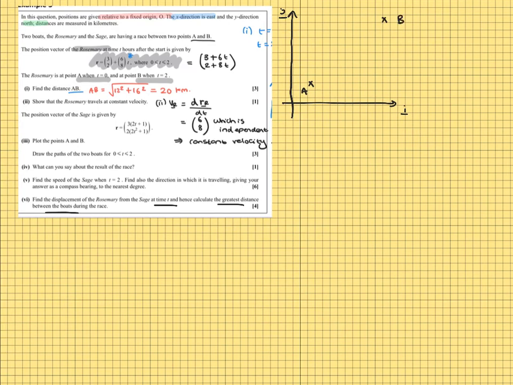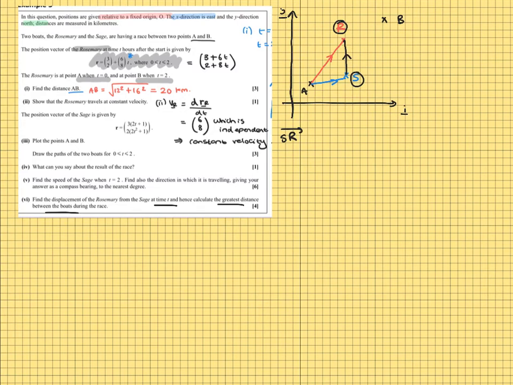What we want to do is find the displacement between the boats. Let's imagine that the Rosemary at a particular time is here, and the Sage at a particular time is here. We don't know exactly where they are, but let's just imagine that. There's the Sage from our starting point, and there's the Rosemary from our starting point. If we want the displacement of the Rosemary from the Sage, we're looking for this vector over here, the vector SR.